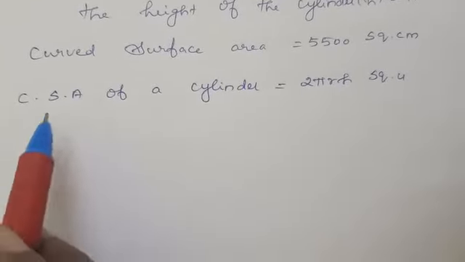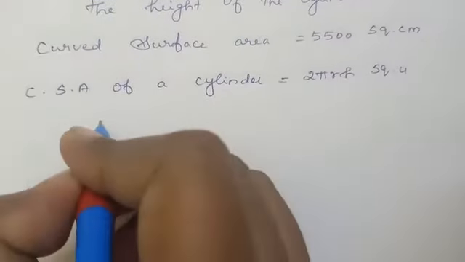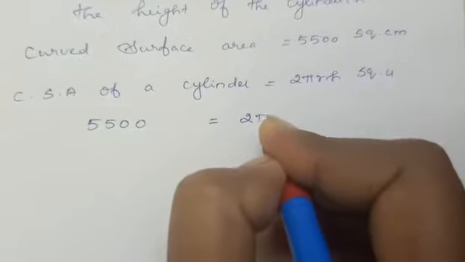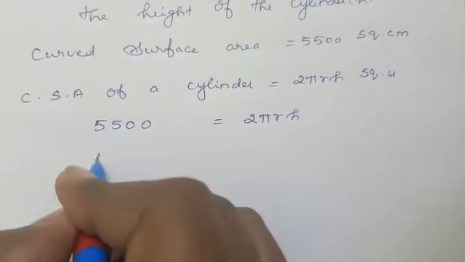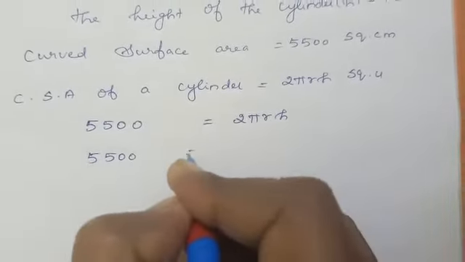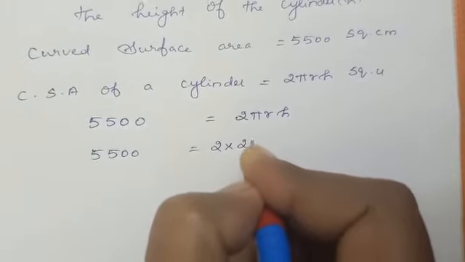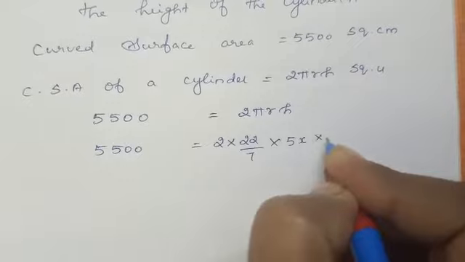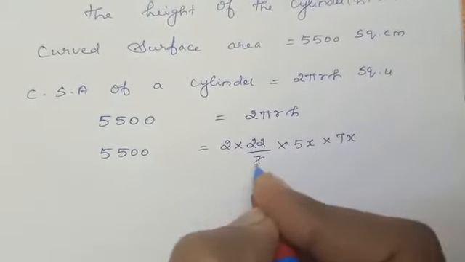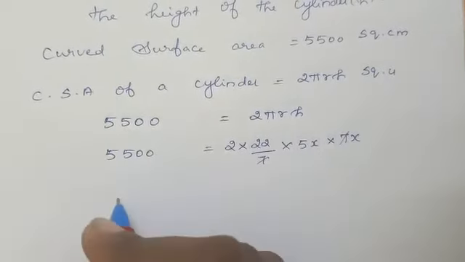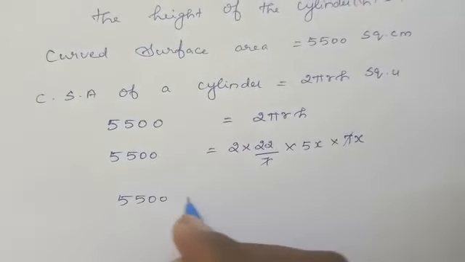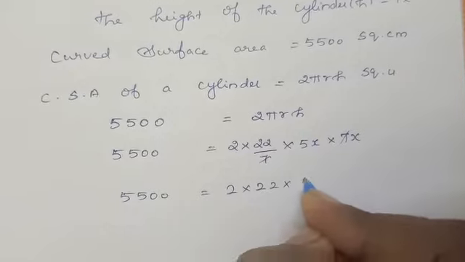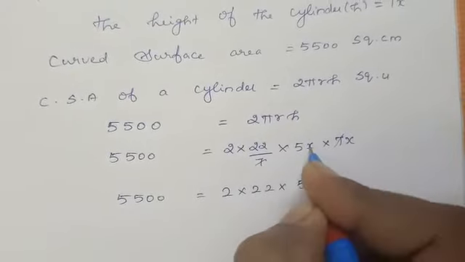So the CSA value we can substitute here: 5500 equal to 2πrh. 5500 equal to 2 into pi value, we know that 22/7, r value 5x into h value 7x. This 7, this 7 we can cancel. So 5500 equal to 2 into 22 into 5x squared.